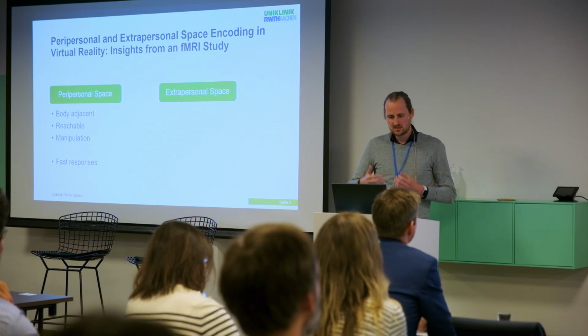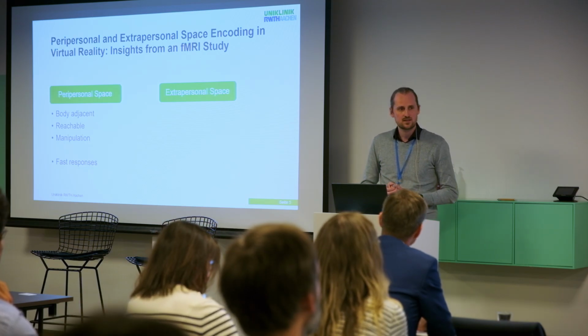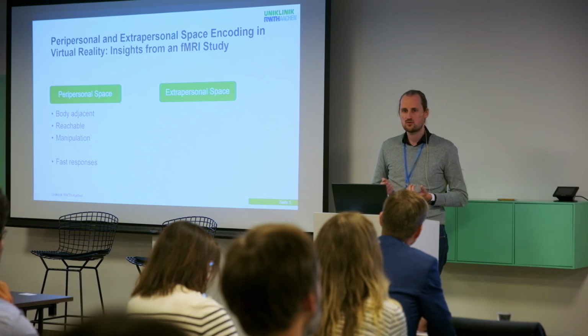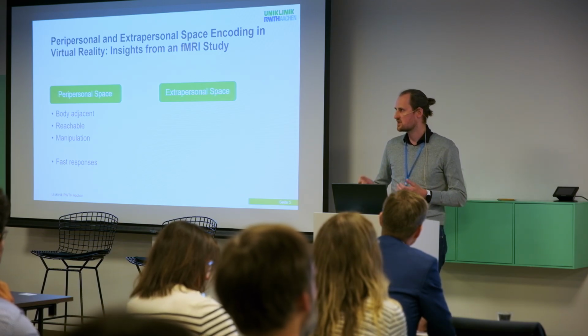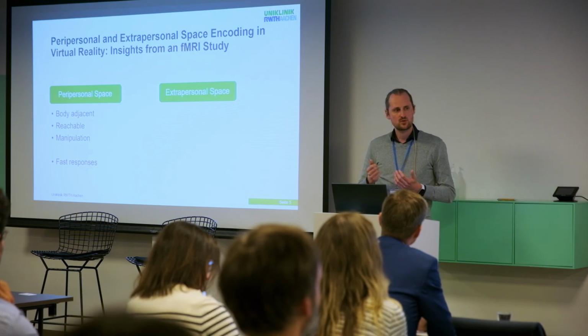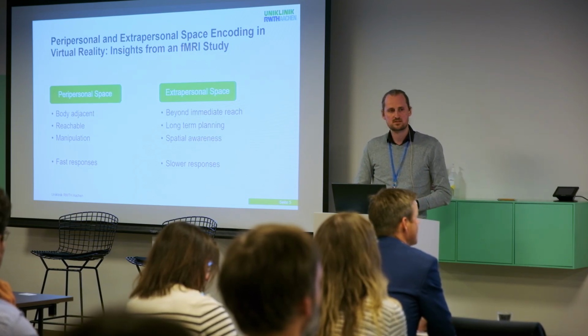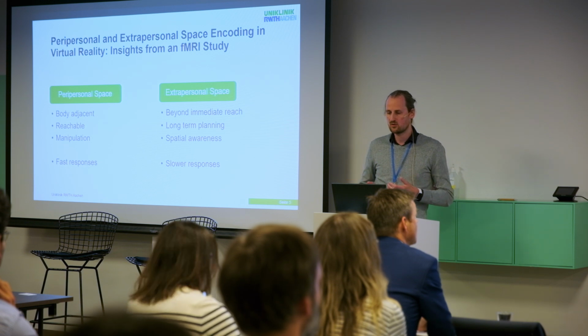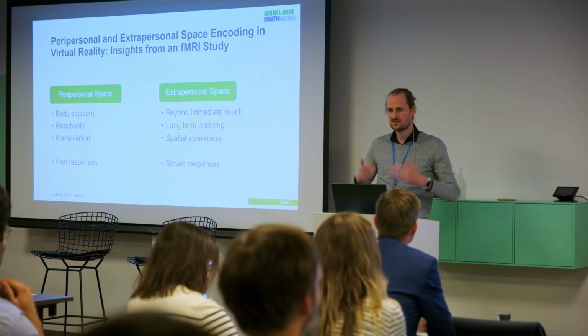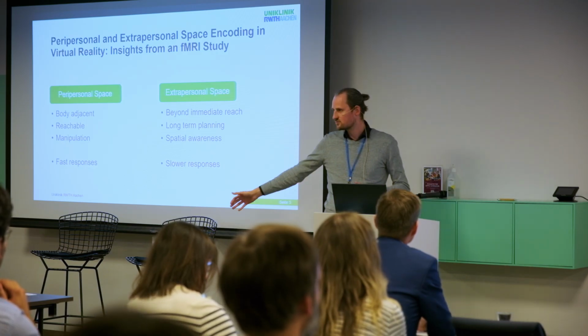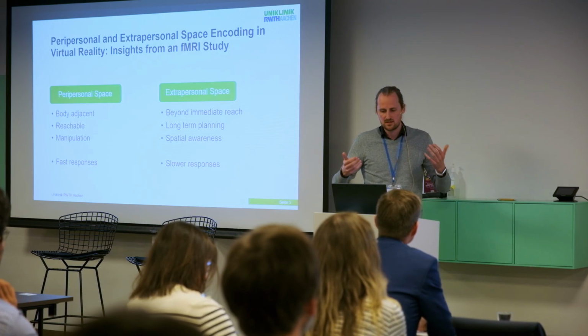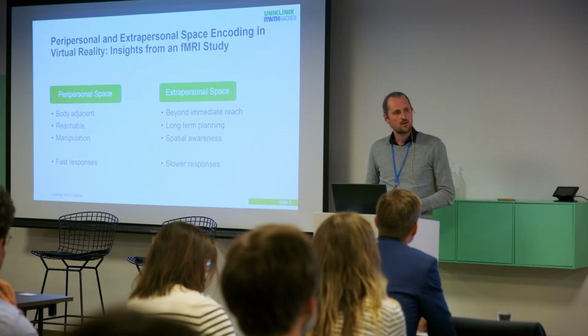This is reachable, this is manipulatable, and from behavioral studies we also know that responses to objects within our peripersonal space are relatively fast. To contrast this, we have the extrapersonal space. The extrapersonal space corresponds to objects beyond our immediate reach, like the fruit, a glass. I can't reach it, I have to move a bit, but even simply having to take a step to reach something already counts as being extrapersonal space.